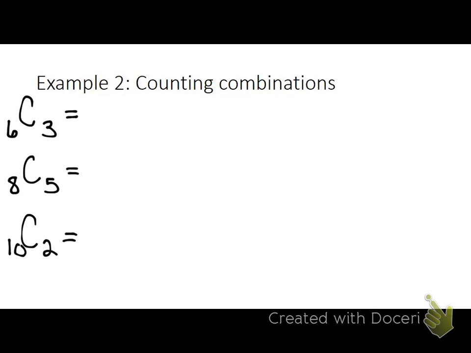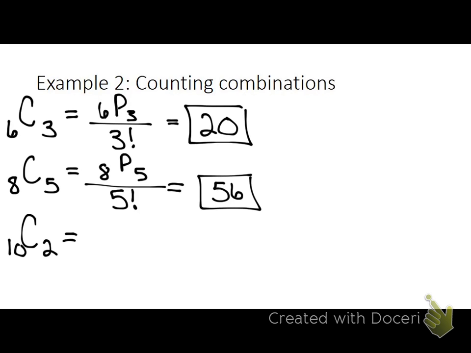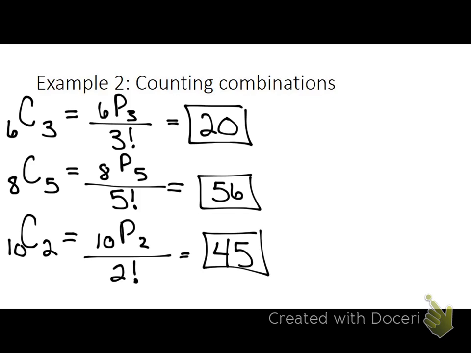So let's look at our substitutions. Again, I divide the permutation, 6P3, divided by the factorial of my targeted amount. And what do I get for the first one? 20. All right, and then what about my second one? 8P5 divided by a factorial of 5, and what do I get? 56. And then on my third one, I have a permutation of 10 and 2 divided by a factorial of 2, and what do I get? 45. All right, anybody get all three of those right?